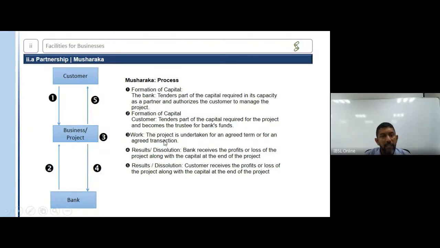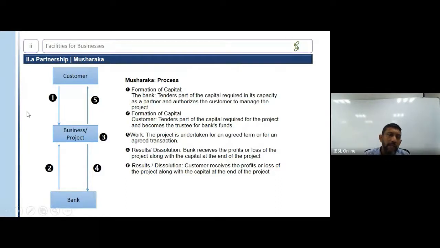So the project is undertaken for an agreed transaction. Then you have results. The result is 100,000 of profit. The profit sharing ratio is 50-50. The bank gets 50% of the profit. So the customer pays the bank 100,000 rupees as its capital and 50,000 rupees as its profit. The customer takes 100,000 rupees as his capital and 50,000 rupees as his profit.